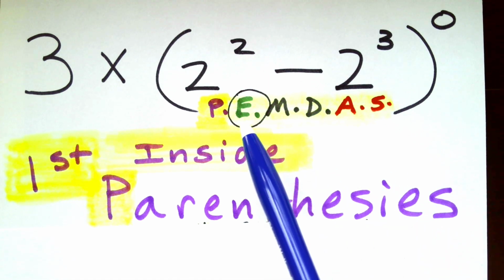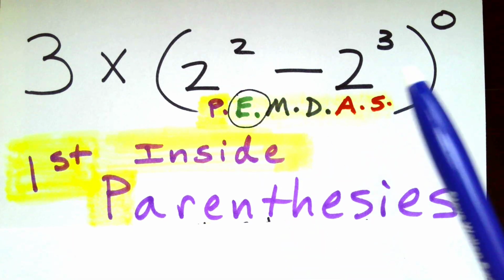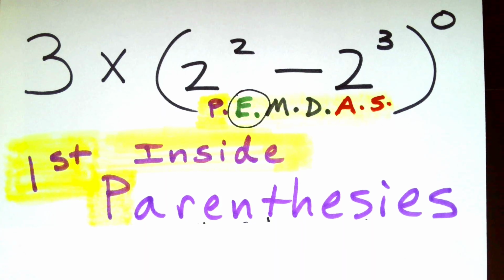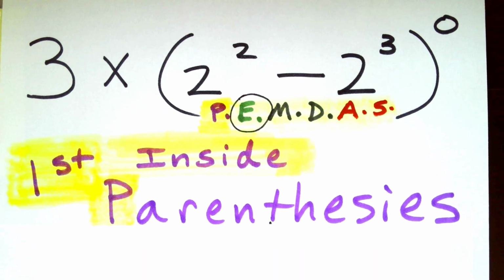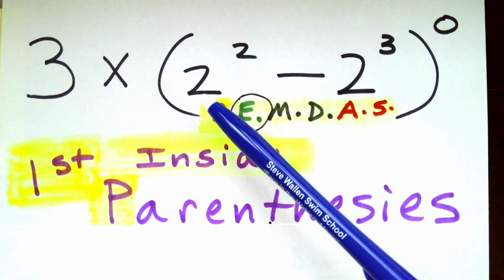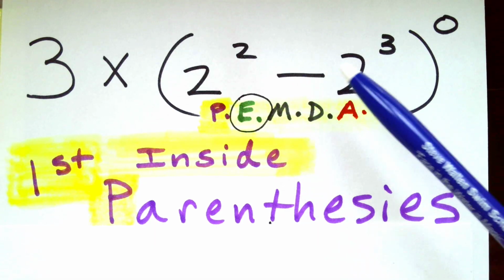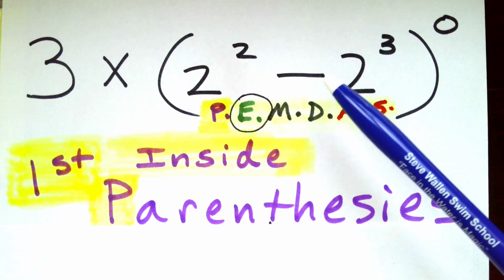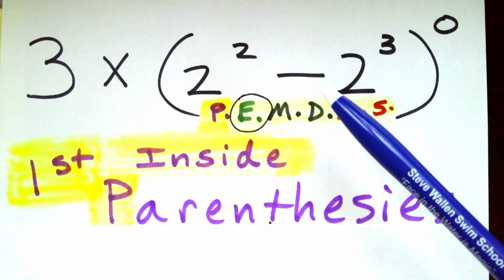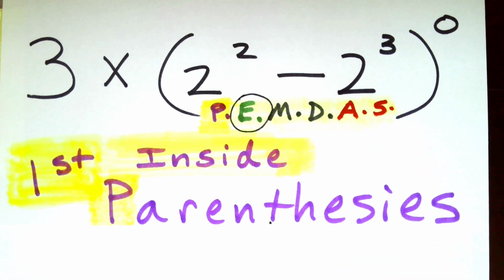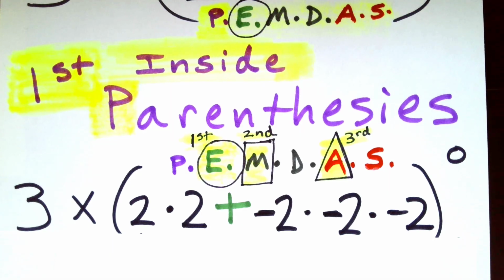Next, we're going to look at exponents. Can I simplify the exponents inside the parentheses? Yes, I can. So what would that look like? Well, 2 to the power of 2 is 2 times 2, minus 2 to the third power, or a negative 2, which is what this term is: negative 2 times itself 3 times. Negative 2 times negative 2 times negative 2. So 2 to the second power is 2 times 2, and then negative 2 to the third power is negative 2 times negative 2 times negative 2.